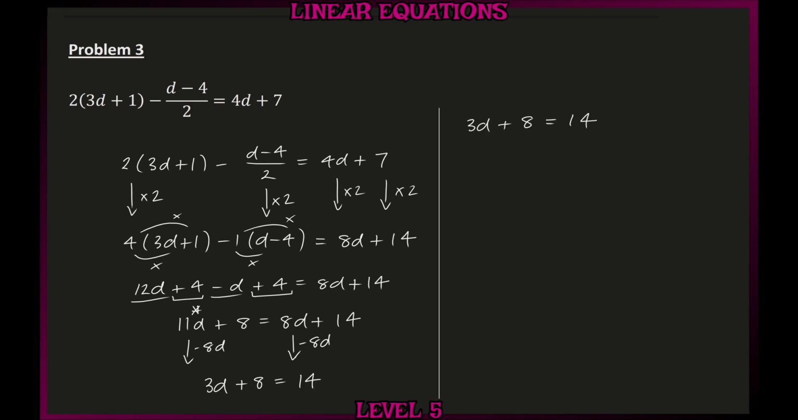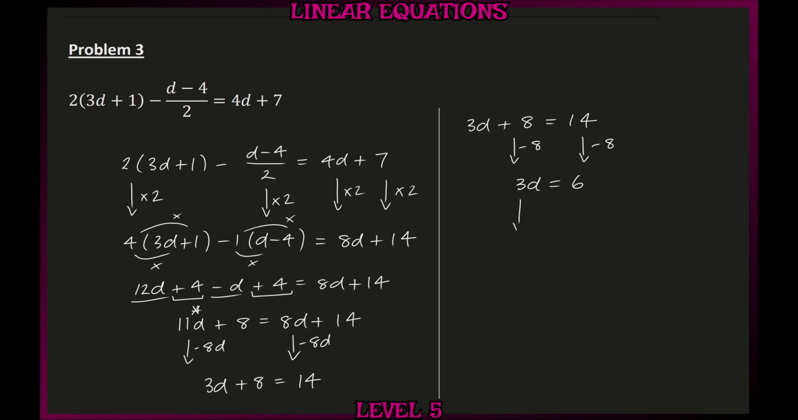Now we'd like to remove the plus 8 from the left. So we use its inverse, which is minus 8, and do exactly the same on the right. And on the left, the plus 8 and the minus 8 cancel out to just leave us with 3d. And on the right, 14 minus 8 is 6.